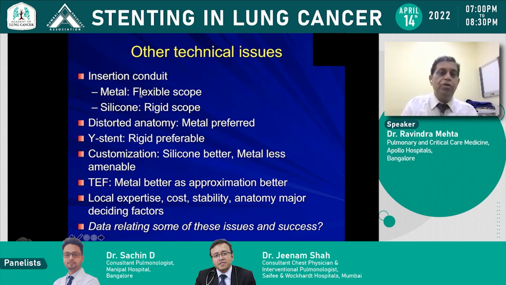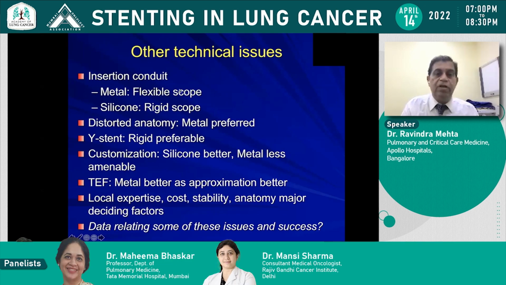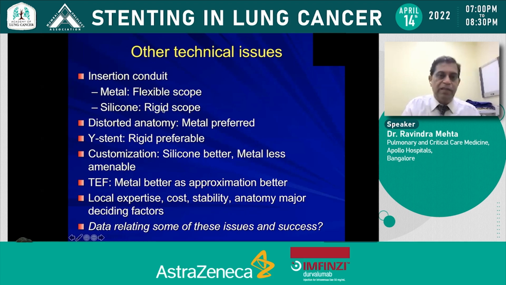Other technical issues, why do we prefer a metal stent? Because it can be done by flexible scopy, which is what most pulmonologists are comfortable with. Silicone requires a rigid scope, so that's why in malignant disease, by and large, most people prefer metal, in addition to the cheaper cost. Other areas, technically, where there's distorted anatomy, the metal will find its way, so metal is preferred, especially with compression, which is a feature of malignancy.